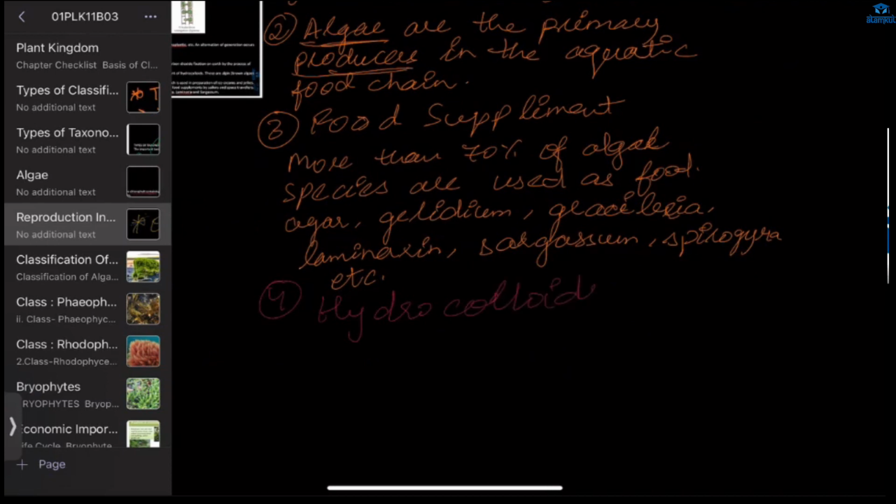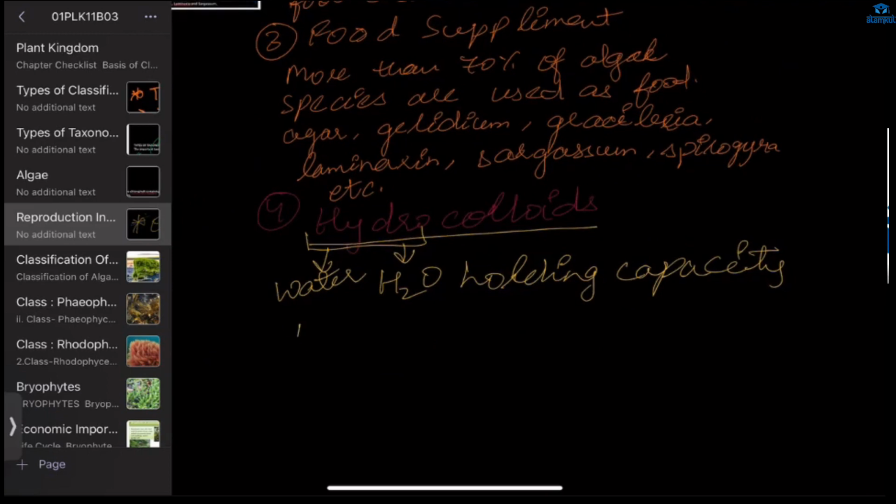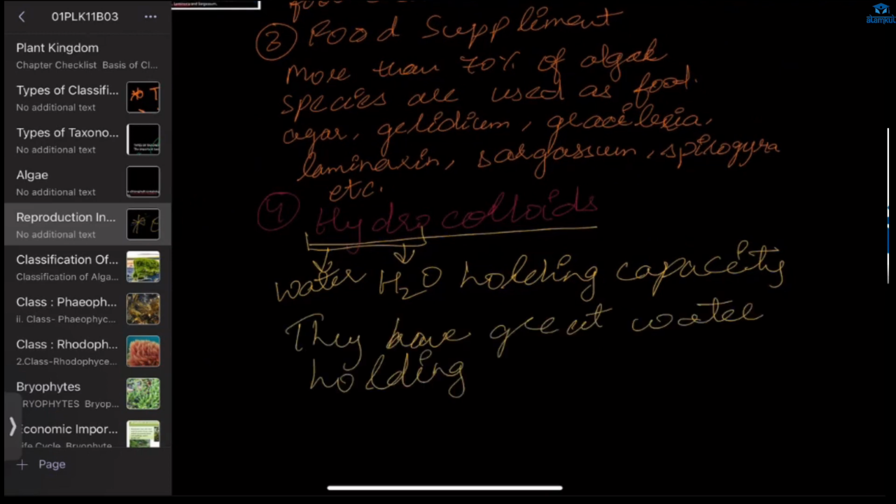Hydrocolloid means, Sana, can you explain what is hydrocolloid? Okay, so hydrocolloid means water holding capacity. Basically, hydro means representing what? Water. Wherever hydro is written or added, you just understand that it is talking about water. So hydrocolloids means water holding capacity. And they have great water holding capacity here.